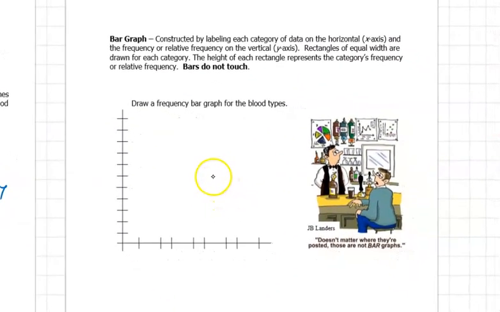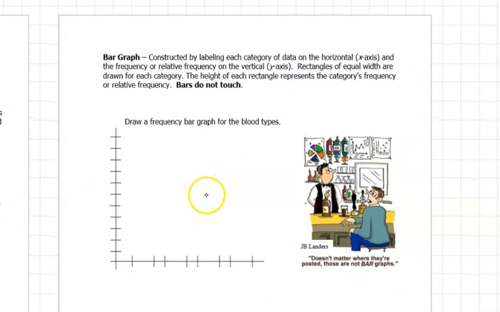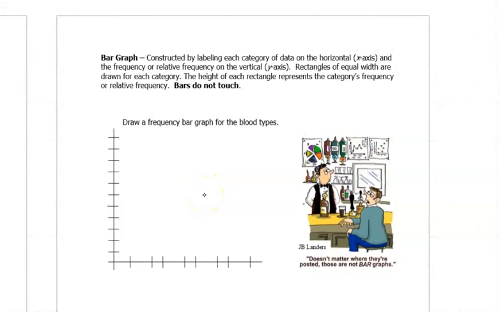And so we will have here the most basic type. This must be a throwback to elementary school, the bar graph. Here we're going to draw a frequency bar graph for the blood types. In this case, it just says frequency instead of relative frequency, even though the frequency and the relative frequency bar graphs would look exactly the same.